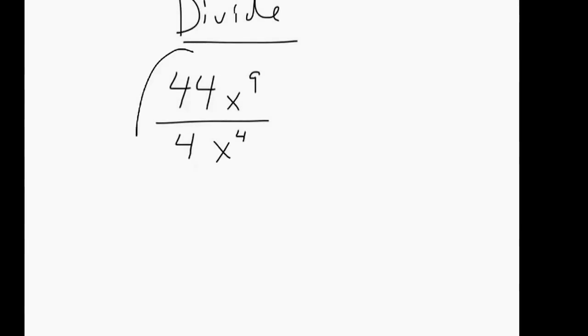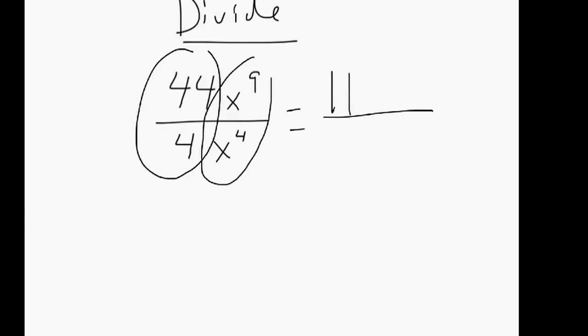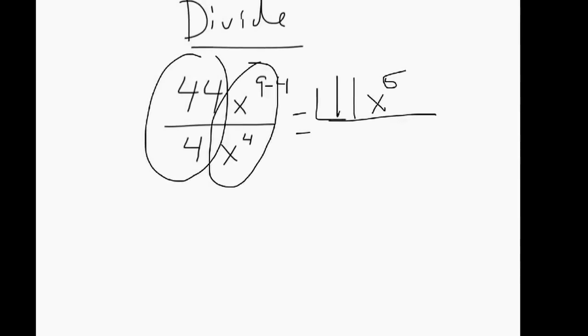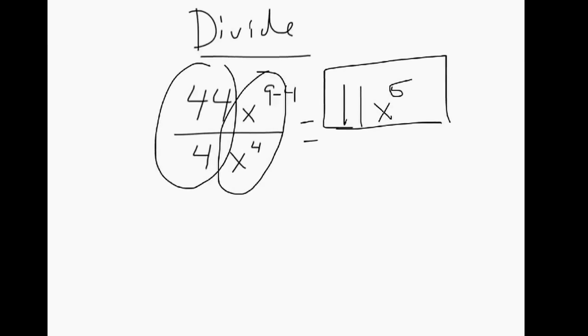Divide. We divide regular numbers. So I always start with a fraction mark. 44 divided by 4. If I type that in my calculator, I know that in my head it's 11. And then we look at this. Who would win this battle? The bigger exponent always wins. X9 would defeat X4. So the X will go on top where the bigger number was. 9 minus 4 is 5. There's nothing on bottom, and so that's the answer.